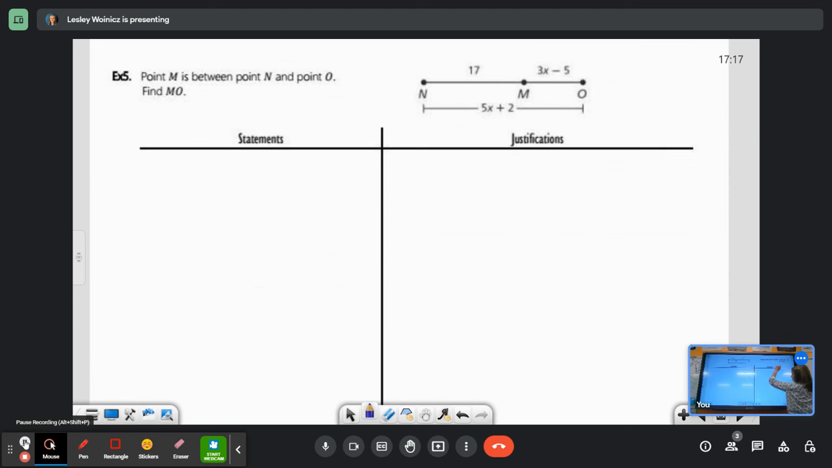The length of NM is 17. The length of MO is 3x minus 5. And then the measure of NO is 5x plus 2. And how do we know that? Well, they gave it to us. It was given.